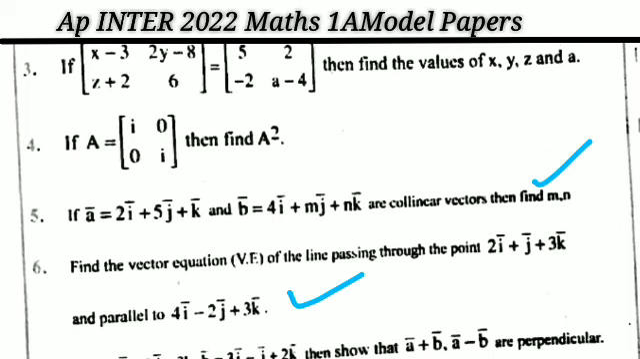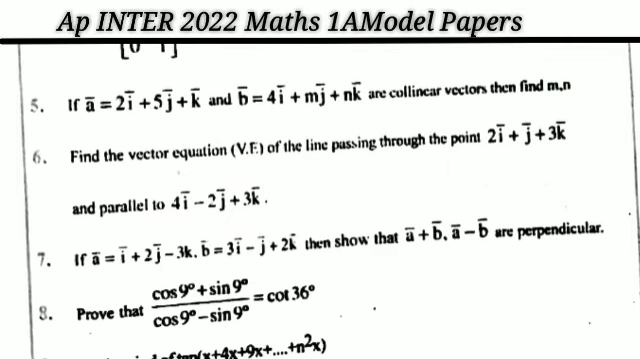Next one, show that if a bar and b bar are two vectors, then the vectors a plus b and a minus b are perpendicular to each other. What is the condition for perpendicular vectors? Dot product is equal to 0.